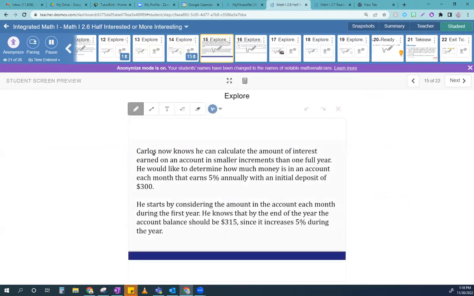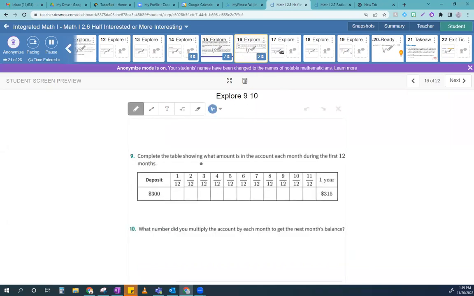So Carlos now knows he can calculate the amount of interest earned on an account in smaller increments than one full year. He would like to determine how much money is in an account each month that earns 5% annually with an initial deposit of $300. He starts by considering the amount in the account each month during the first year. He knows that by the end of the year, the account balance should be $315 since it increases 5% during the year. Make sense? Okay. So complete the table to show how he does this.